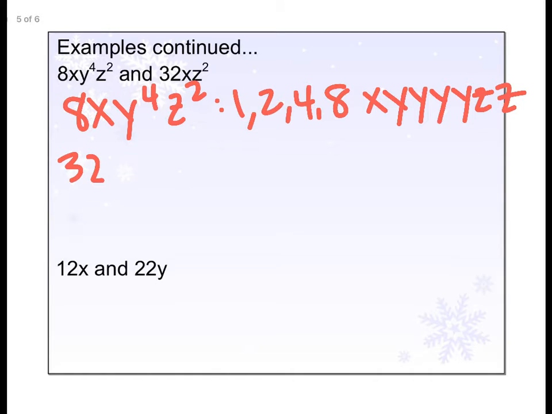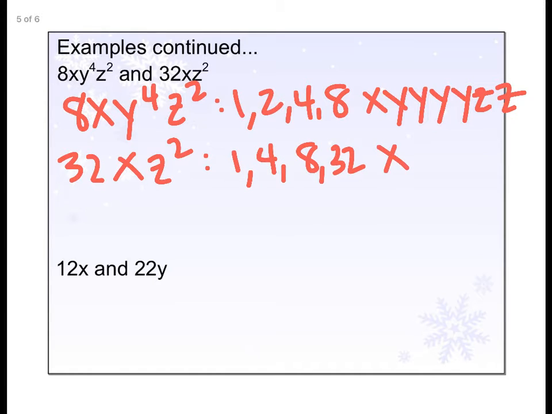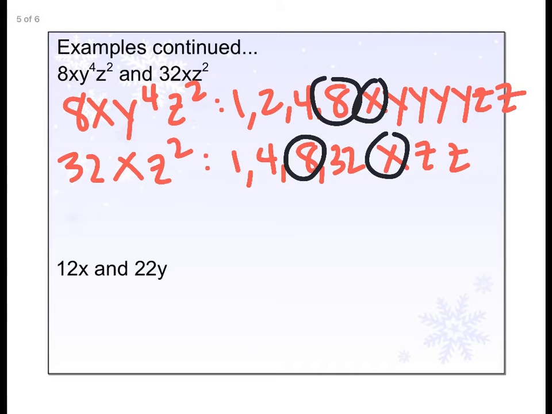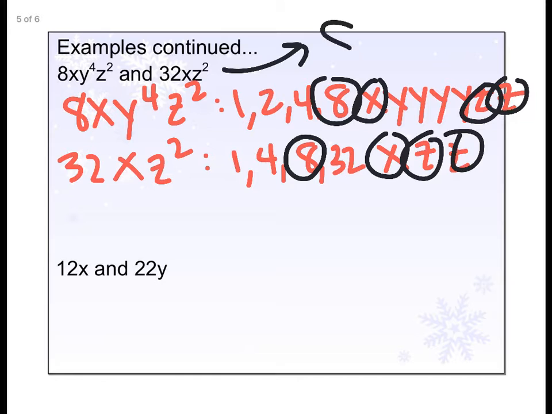And then I have 32xz squared. For 32, I can do 1, 4, 8, and 32. I have 1x and 2 z's. And then I'm going to find what is the biggest thing they share. So they share 8 is the biggest number. I can take 1x, and I can take 2 z's. So GCF would be 8xz squared.